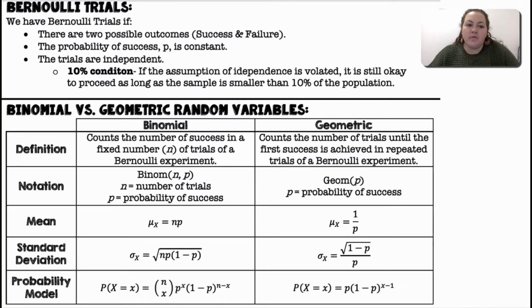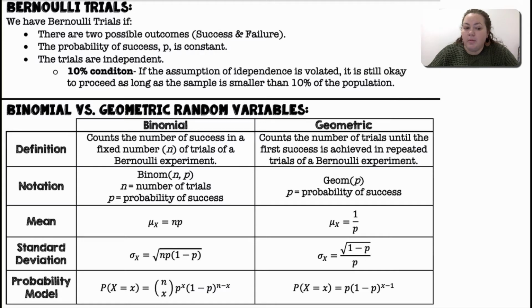In this video we're going to talk about binomial and geometric probability models. These models fall under something called Bernoulli trials. A Bernoulli trial has two possible outcomes, only a success and a failure. The probability of success, P, is constant, and the trials are independent. One way to check for independence is to use the 10% condition, which works as long as the sample is smaller than 10% of the population.